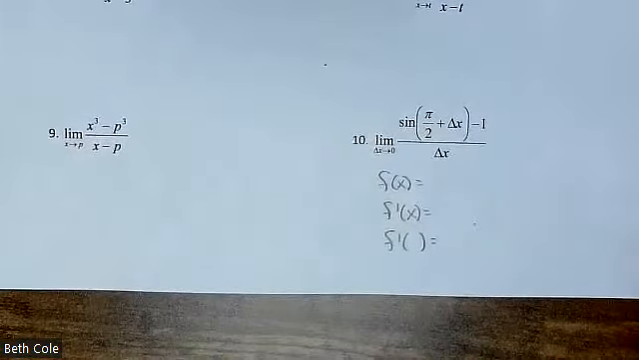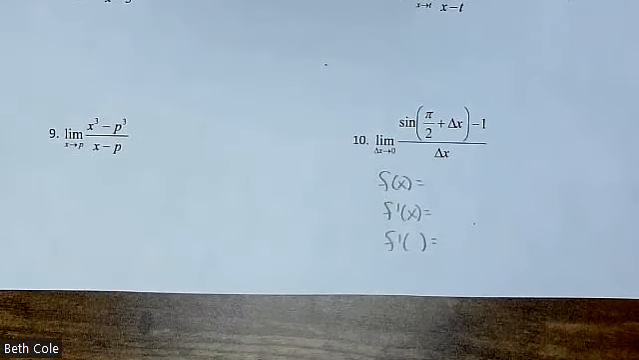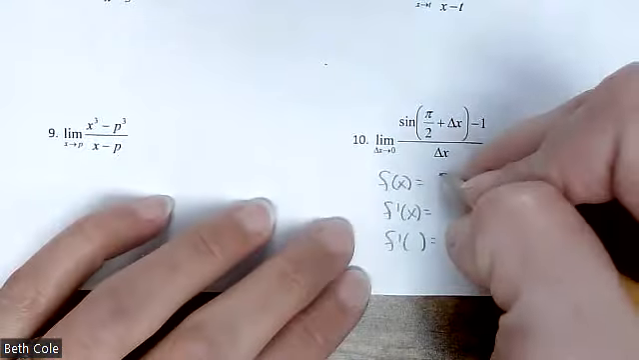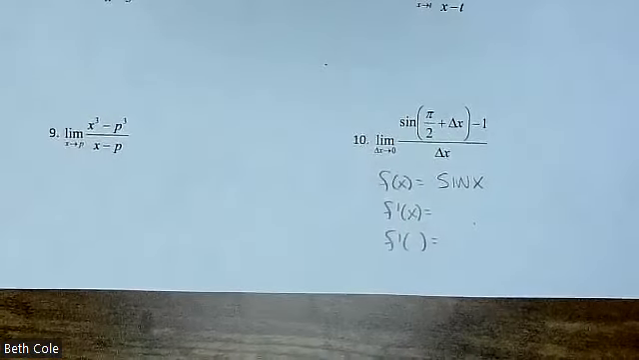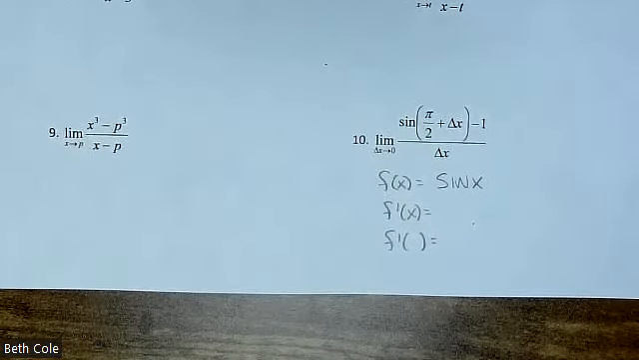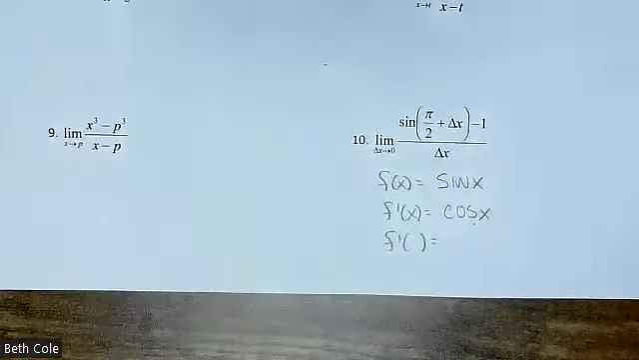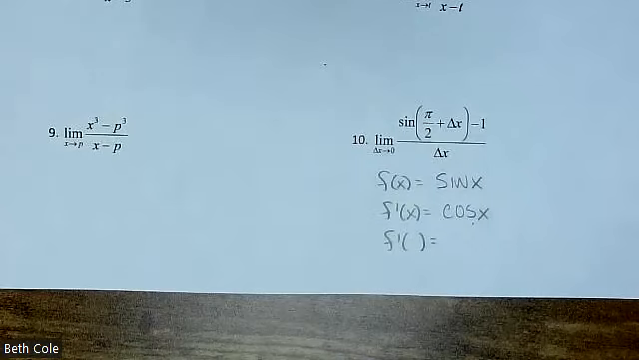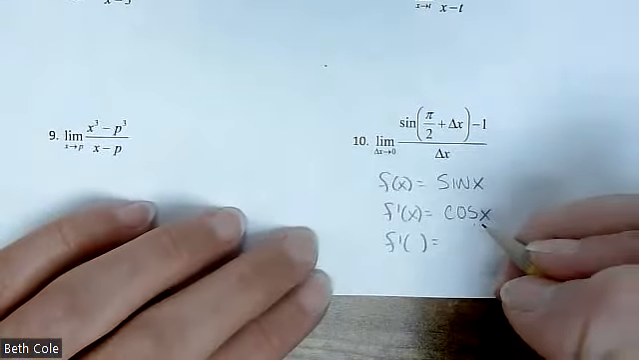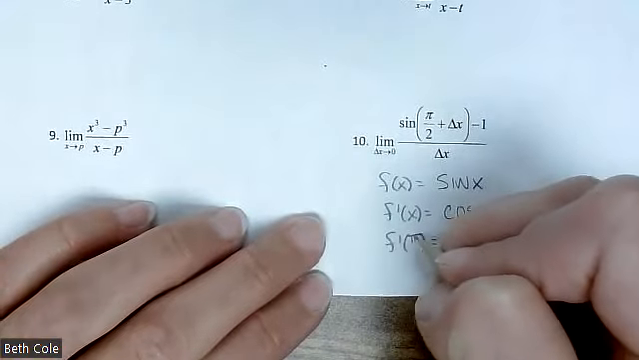All right, so for number 10, what do you think is the function? You don't want to overthink it too much, like sine x. So the derivative of sine is cosine. And then what's the number we're plugging in? Pi over 2.